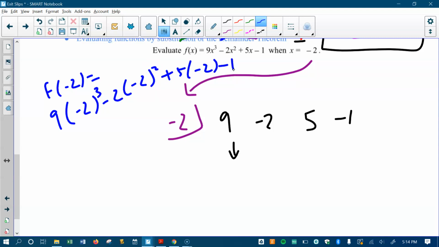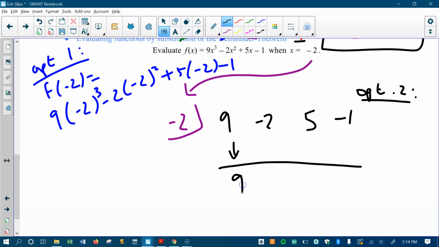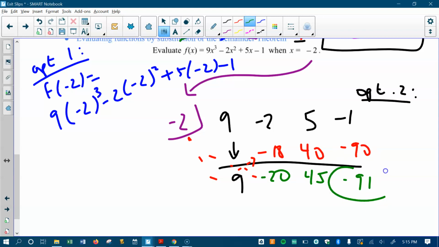So again, this is one alternative, option 1. Option 2 is right here. This is kind of a fun one. Okay, so let's see here. We got 9. Now I'm going to just multiply whatever number's here, put it there, and then I combine. So I get negative 20. And then I multiply. Get 40, and I combine. That's 45. Then I multiply, I get negative 90. I combine, I get negative 91. And guess what? That's my answer. I'll bet you money that f of negative 2 is negative 91.